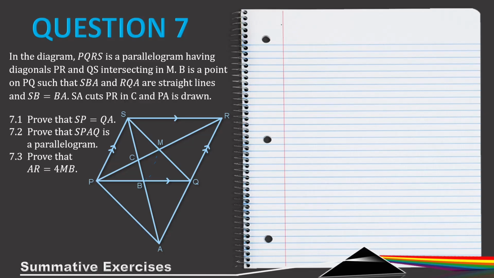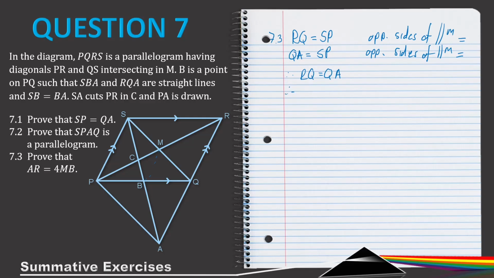Okay, so now to put it on paper, 7.3. So I'm going to start off by saying that RQ is equal to SP, opposite sides of parallelogram are equal. And then I'm going to say that QA is also equal to SP, same reason, opposite sides of parallelogram are equal. Right, now we can say therefore RA or RQ is equal to QA, and therefore AR is twice SP.